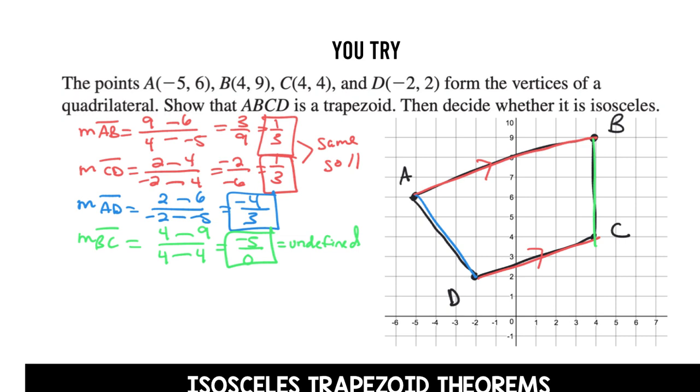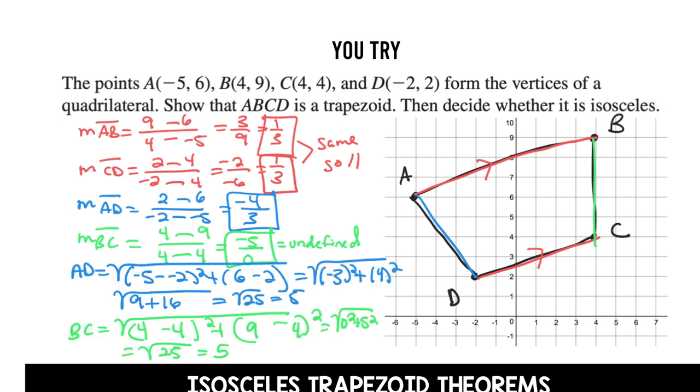Okay? So we've shown that it's a trapezoid. We've shown that 2 of them have the same slope, right? These 2 had a slope of 1/3, whereas these 2 do not have the same slope, right? So that's how you show that it's not a parallelogram, that it's actually a trapezoid. All right, now we have to decide whether it's isosceles. So you take the 2 that you found different slopes for, and you show that those 2 lengths are either the same or they're different. That's how you decide if it's isosceles.